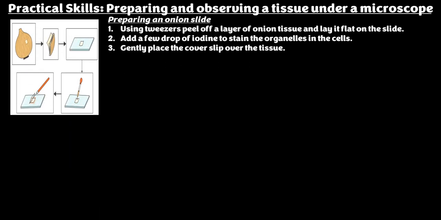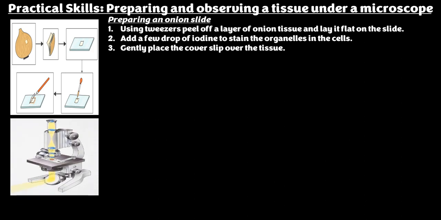Here we look at the practical skills, and this is a required practical for a number of the exam boards: preparing and observing a tissue under a microscope. So here we specifically look at preparing an onion slide. To prepare an onion slide, you use tweezers to peel off a layer of the onion tissue and lay it flat on a slide. You add a few drops of iodine to stain the organelles so you can see them clearly under the microscope, and then you gently place a cover slip over the tissue, making sure no air bubbles are caught in it.